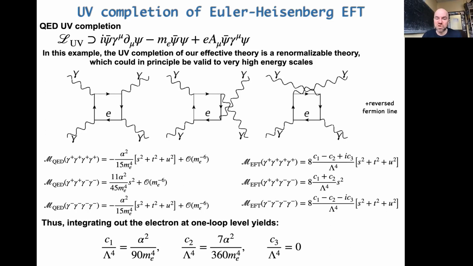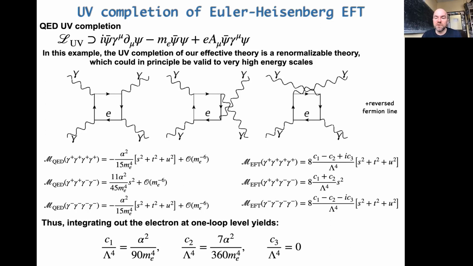So you can match the amplitudes in QED and an EFT to find what Wilson coefficient will arise if the UV completion of this EFT is QED. And then you know that there is some answer. So C1 is alpha squared over 90, and C2 is some funny number that also appears proportional to alpha squared, and C3 is 0 because C3 would break parity and QED doesn't break parity, so C3 cannot arise in QED.